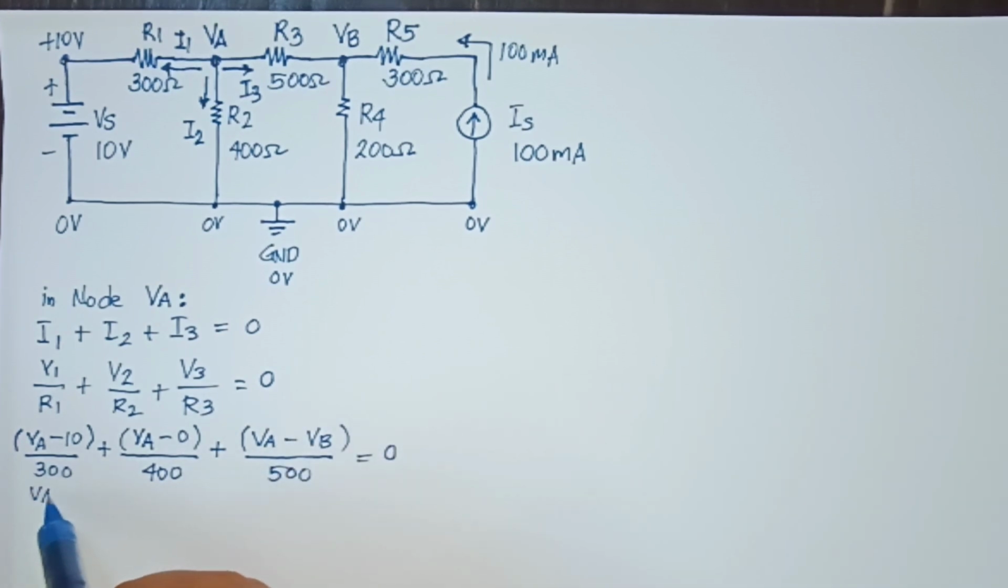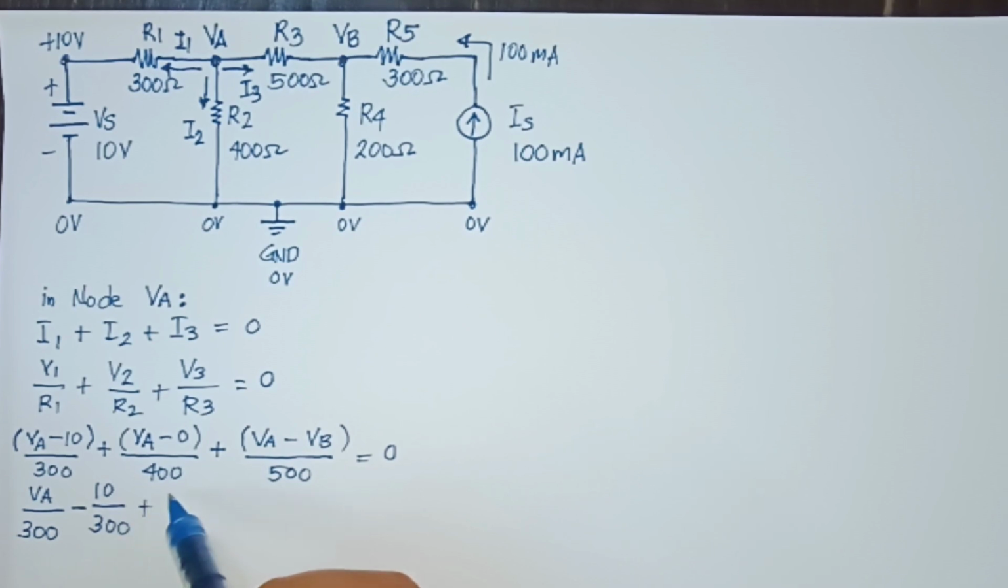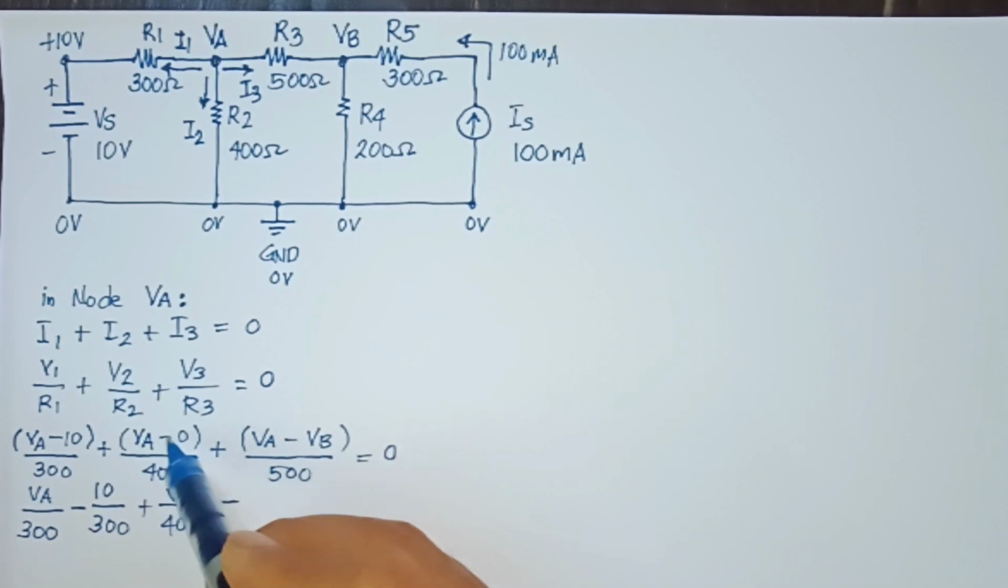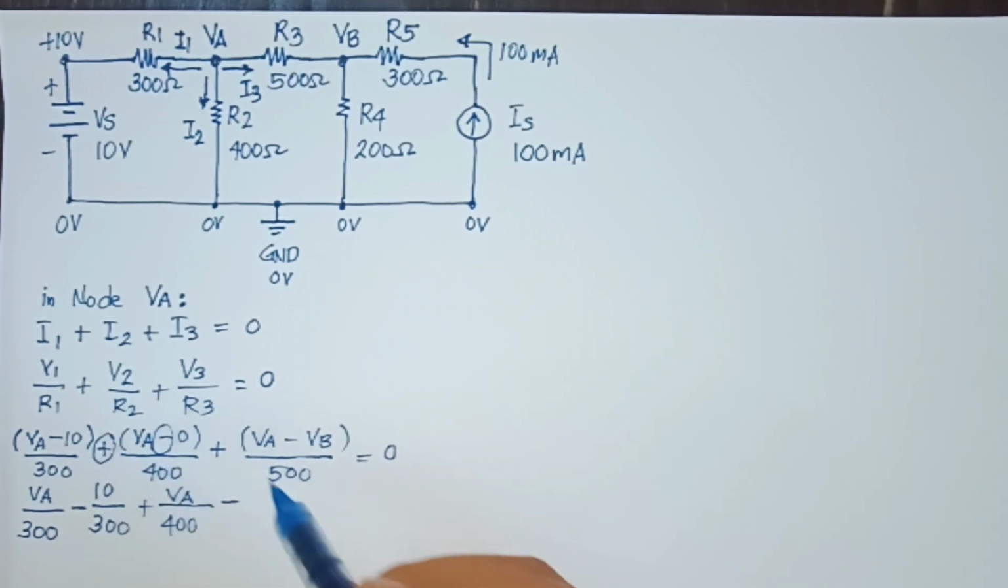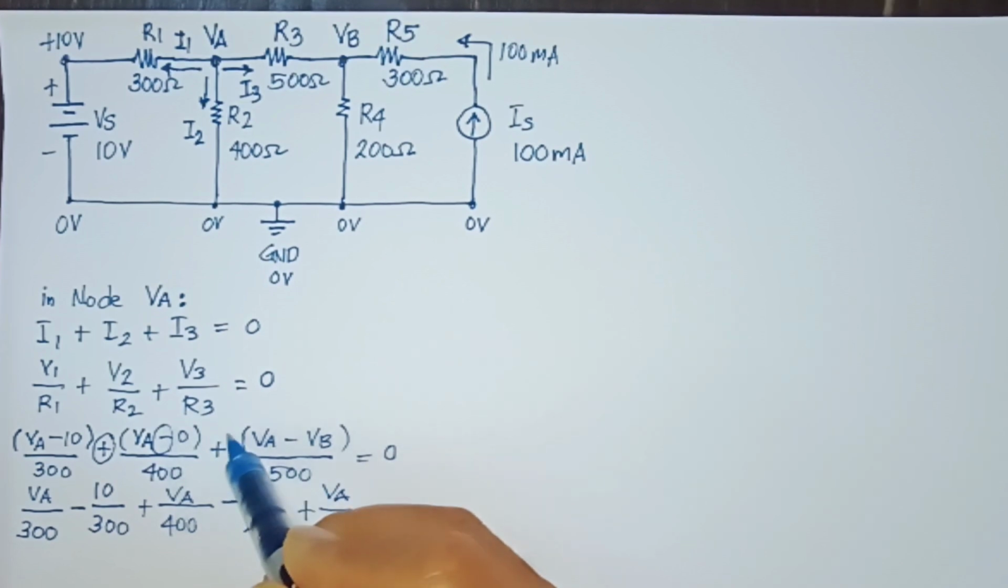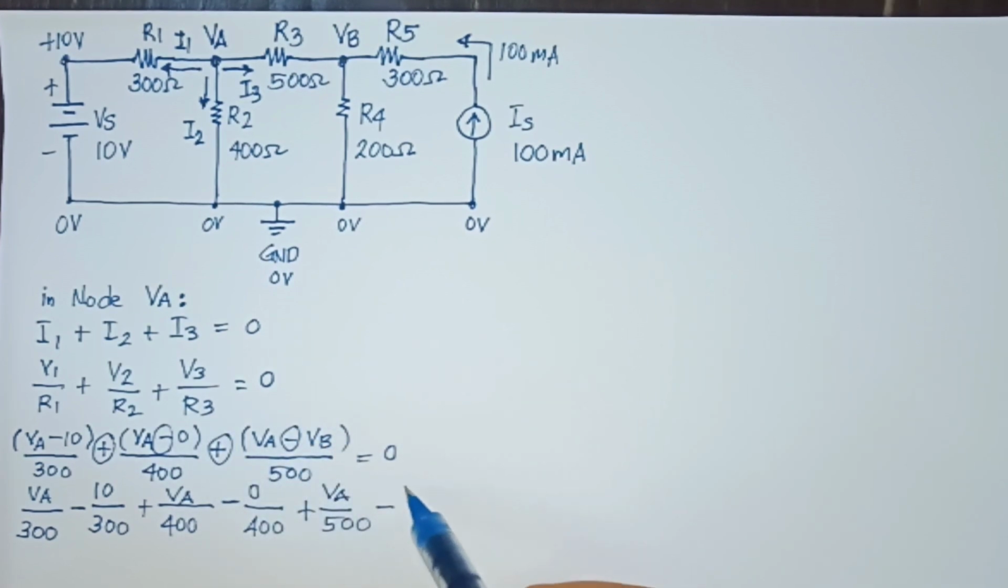And there you go, we equate it to 0, and let's use our algebra knowledge. VA over 300 minus 10 over 300 plus VA over 400. And plus minus will be minus, so plus minus will become minus 0 over 400 plus VA over 500 plus and minus will become minus, so VB over 500 equals 0.